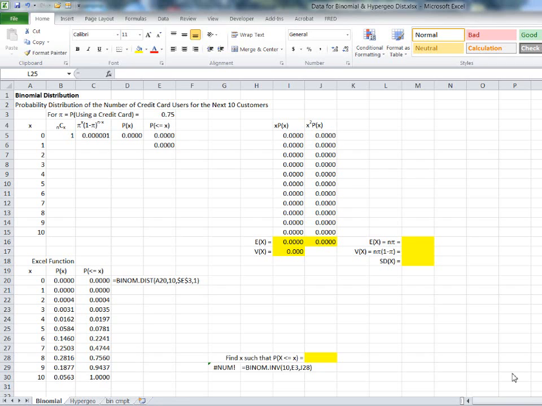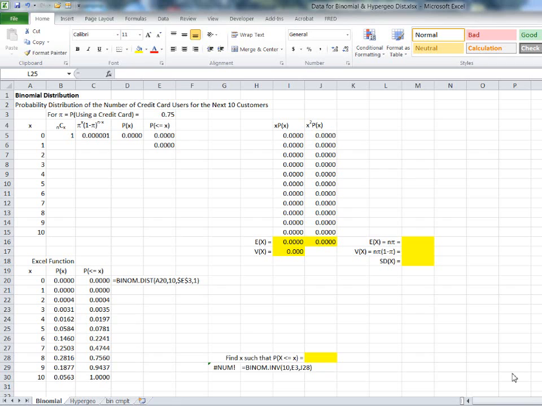So let's say we have this situation where we've got a store, and we're interested in what the next customers will do in terms of using a credit card or not using a credit card. So there's the binomial situation. They'll either use a credit card or not use a credit card. Over time, it has been established that 75% of the customers for this store use a credit card. So we can use that as our probability of success.